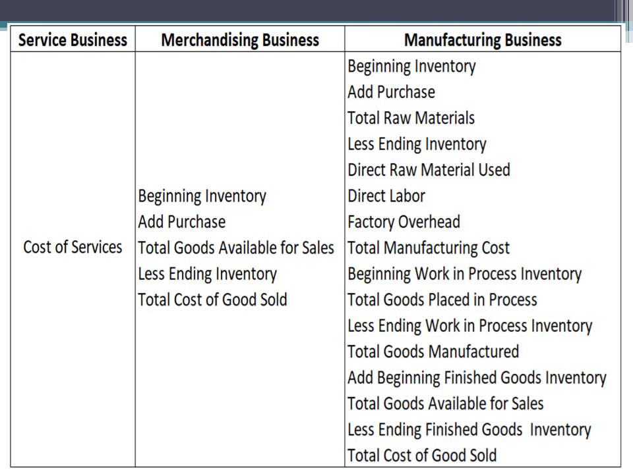Normally there are two methods to do this, perpetual and periodic, but we would have a different slide for that one. Normally periodic is the one being used because under periodic you only count what has been left in the warehouse. Next, you have now the total cost of goods sold. But for manufacturing, it's quite lengthy. So we have the beginning inventory, we add purchases, then we have the total raw materials. Next, less ending inventory, then we have the direct raw materials being used.